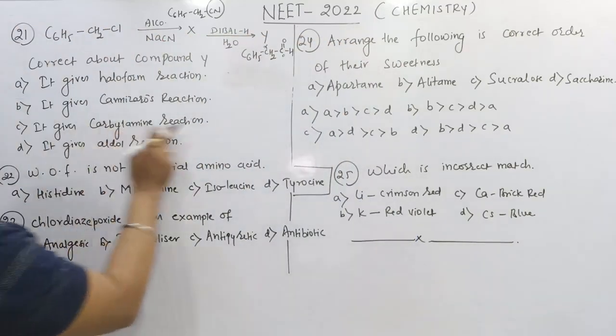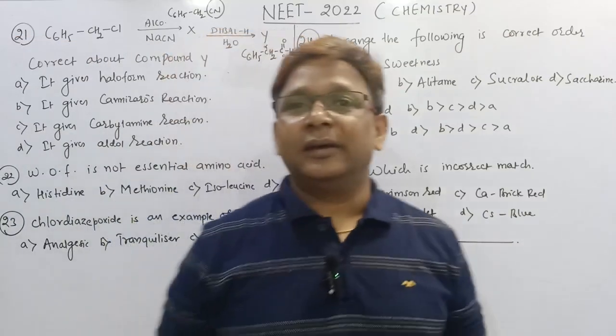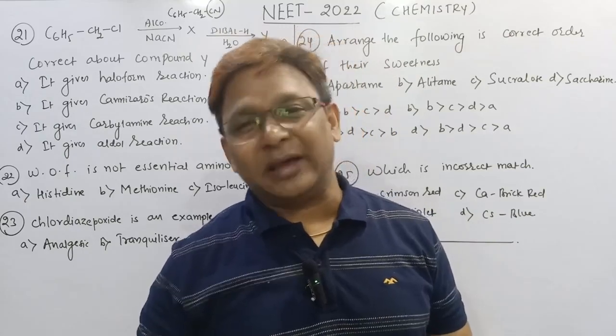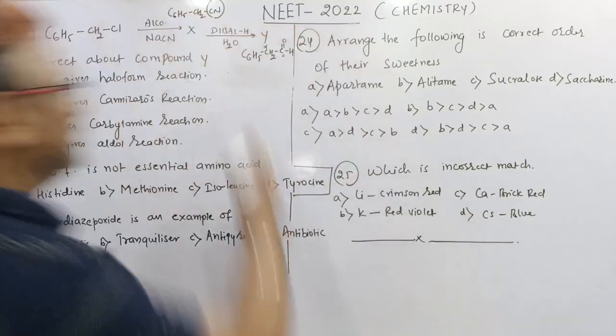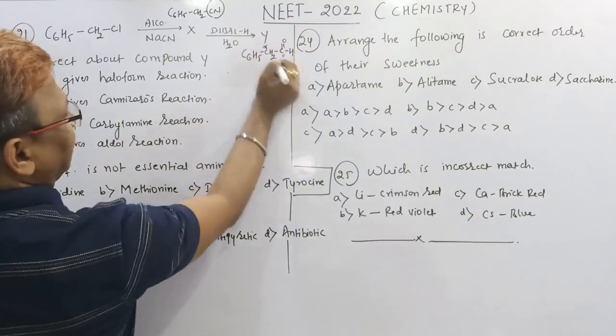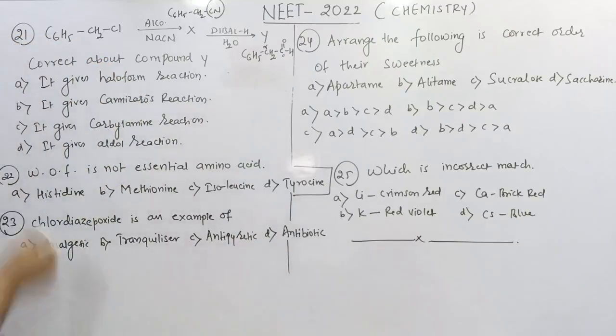Does it give the carbylamine reaction? No beta, carbylamine means it should be a primary amine, either aliphatic primary amine or aromatic primary amine. So there is nothing about an amine. Does it give aldol? As we know, it has an alpha carbon with two alpha hydrogens, so it can show the aldol reaction. Option D is correct here.